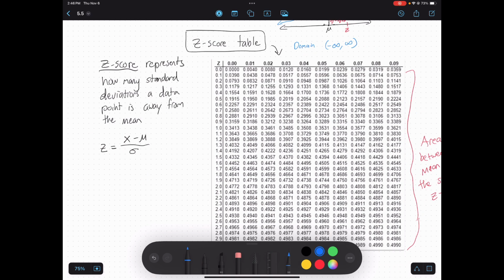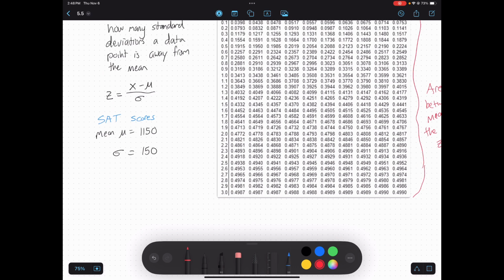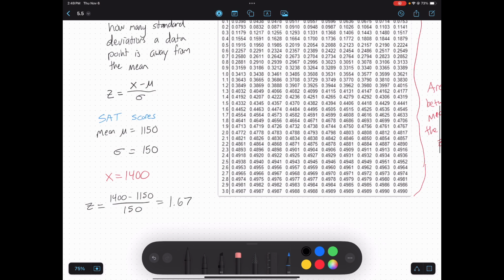Let me give you an example of this. Test scores are something that's often normally distributed. So let's say I were looking at student SAT scores. We could say that the mean SAT score was 1,150 with a standard deviation of 150. Now let's say you or someone you knew scores a 1,400 on the SAT. What I could do is find the z-score for that by doing 1,400 minus the average amount, 1,150, divided by your standard deviation, which is 150, and that gives you 1.67. I'm only going to keep 2 decimal places here, and I'll show you why.